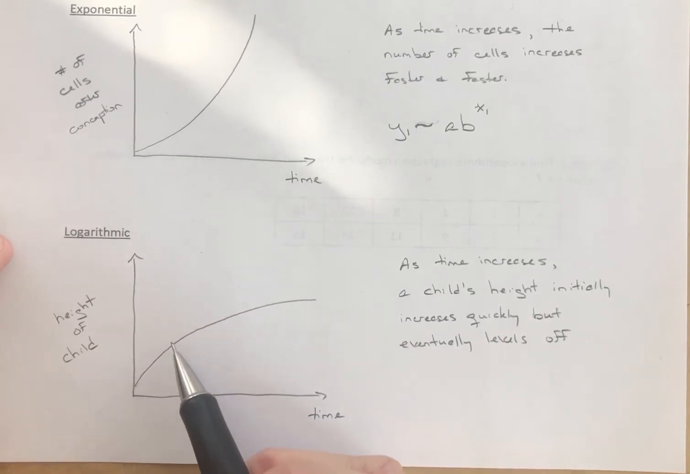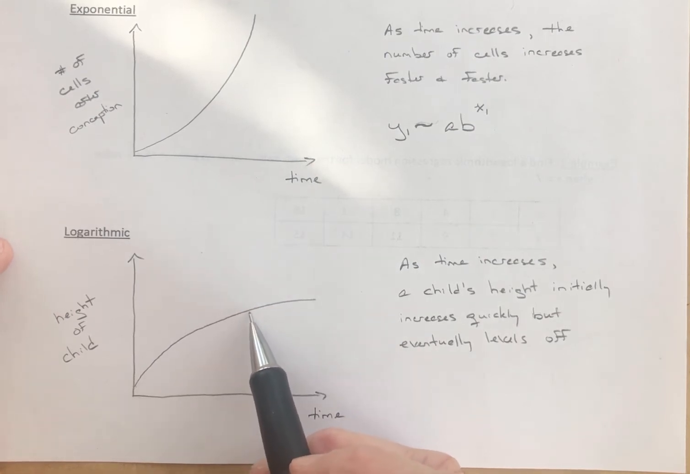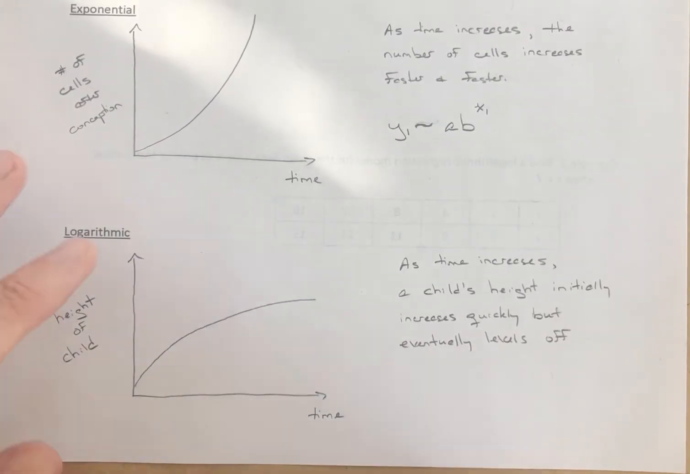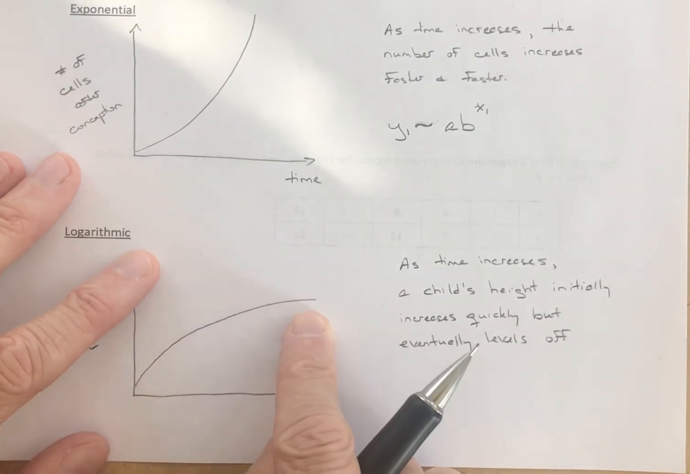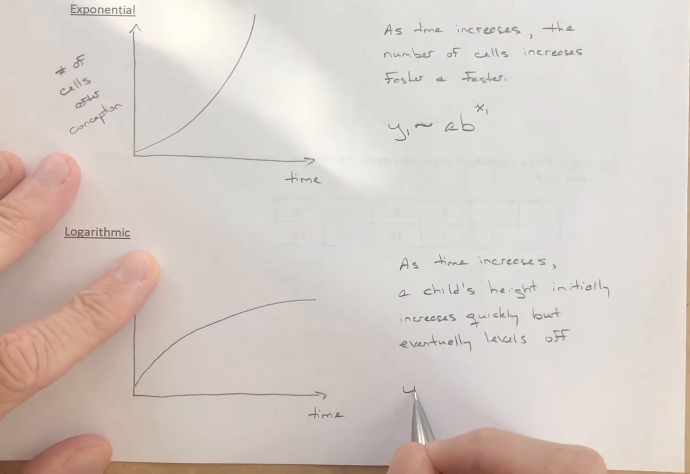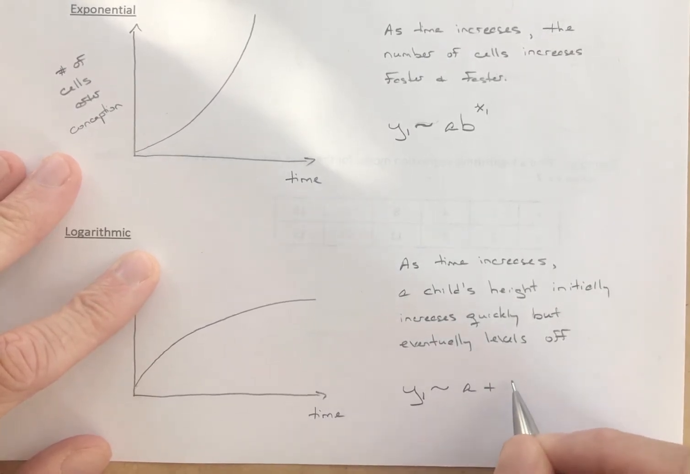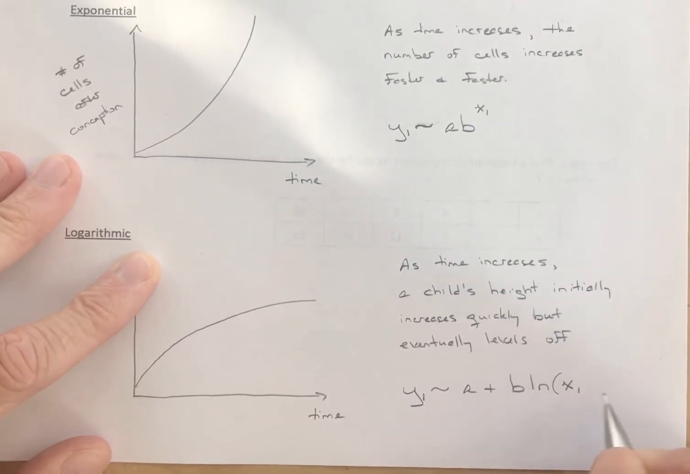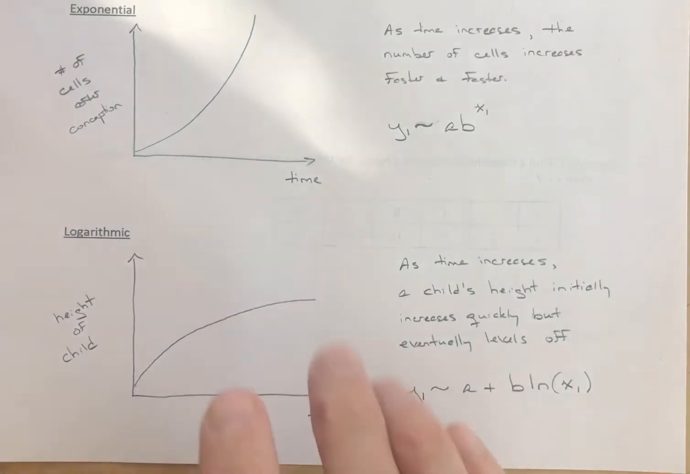The children will grow pretty quickly in the beginning. Once they get past their early teenage, maybe mid-teenage years, their growth essentially levels off. That's logarithmic growth. In Desmos, we're going to come up with a logarithmic regression equation using y1 tilde, and we're going to have a plus b times the natural log of x sub 1. So that'll give us the regression equation for a logarithmic curve.